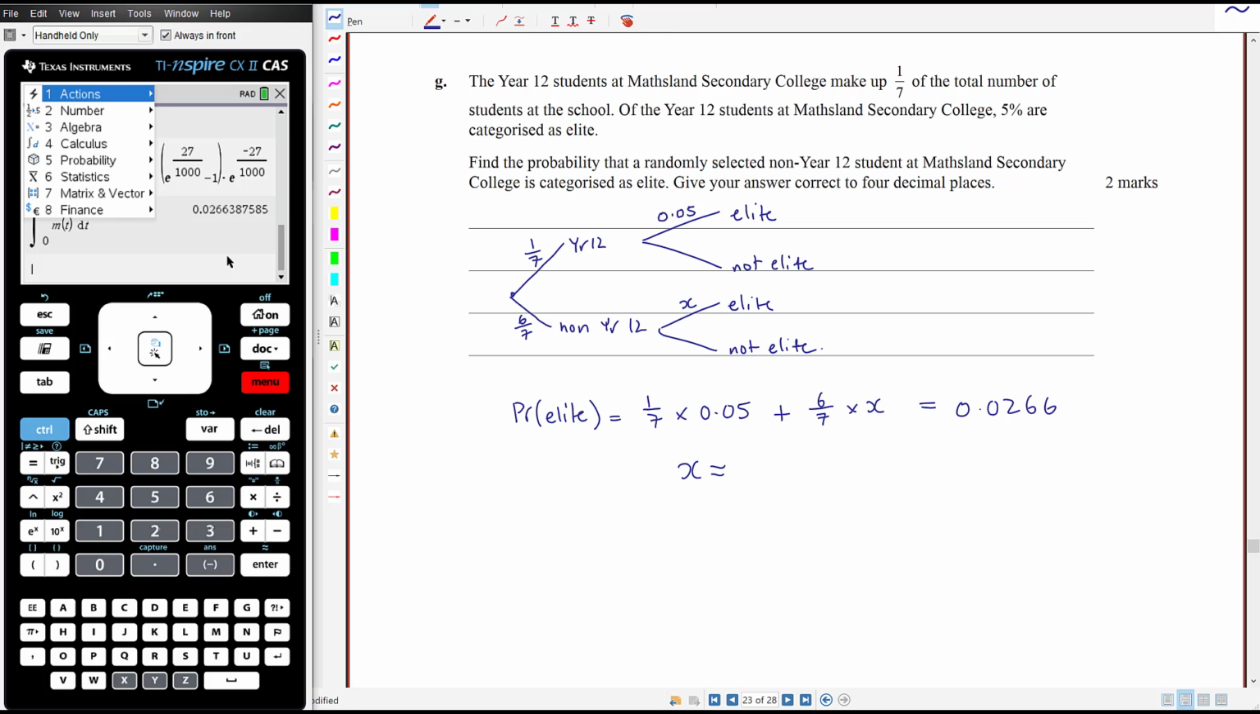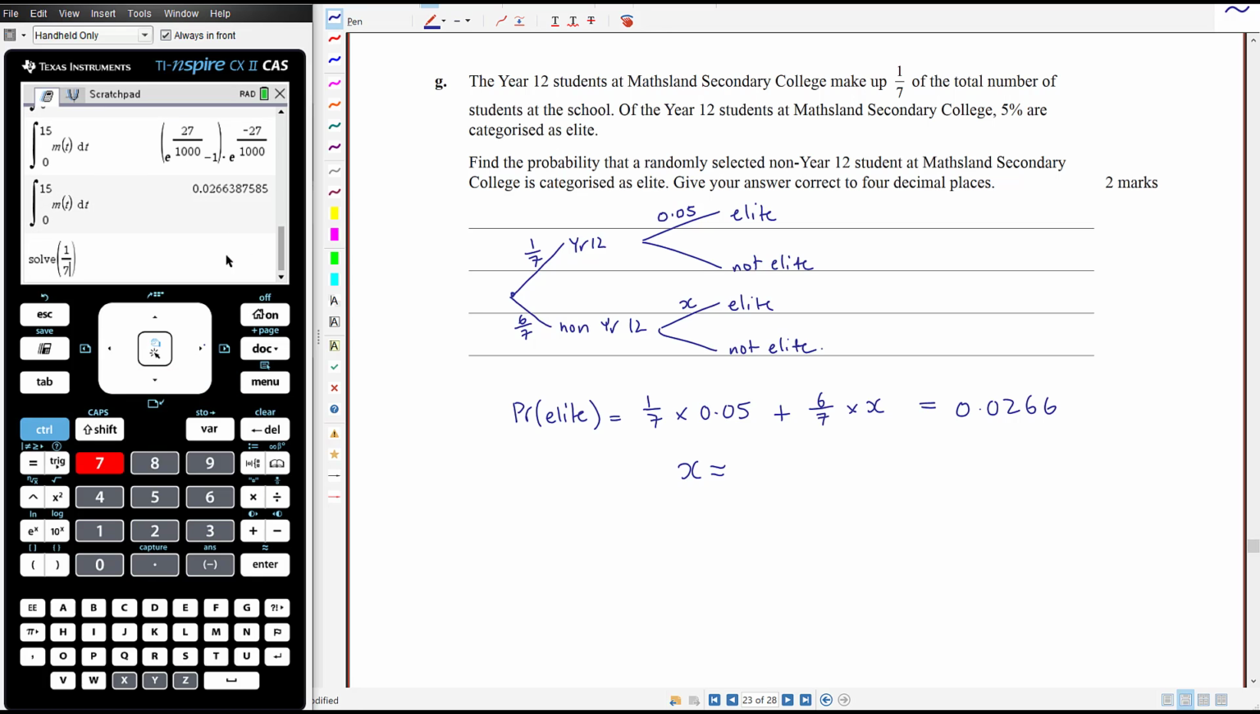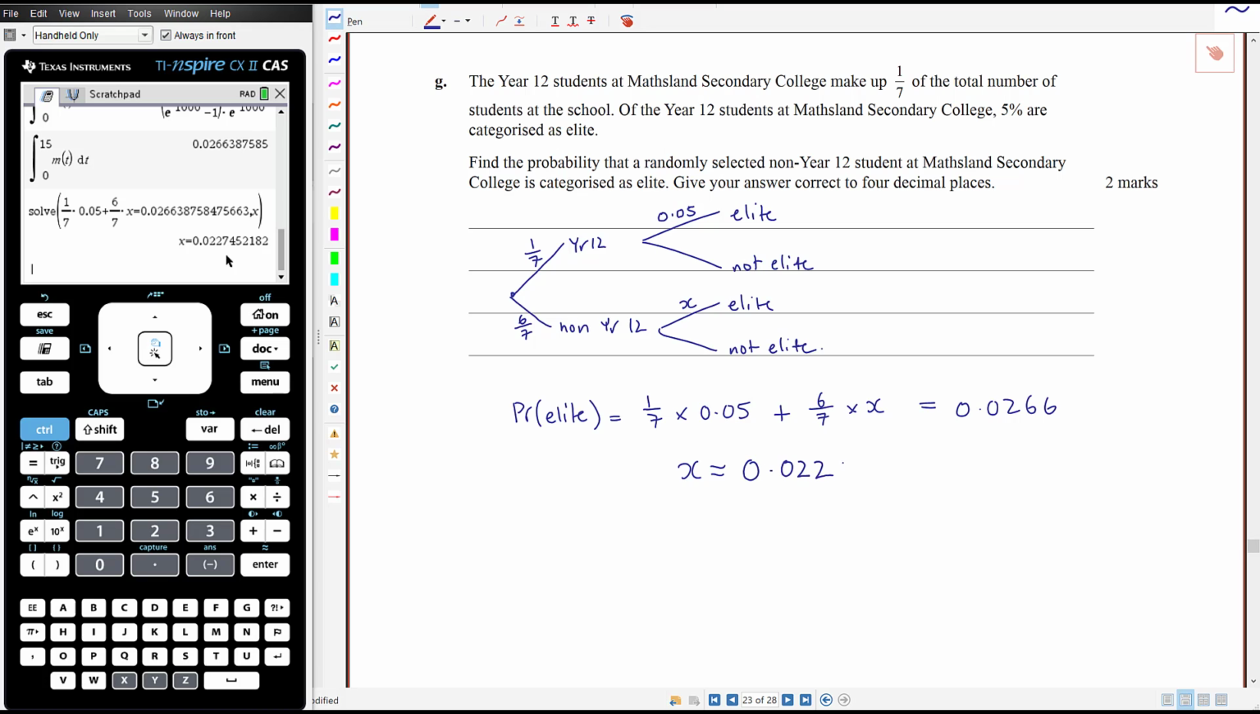So menu 3.1, we want to solve 1/7 times 0.05 plus 6/7 times X has to be equal to this probability we found in the previous question. We want to solve that for X, and that tells us that X needs to be approximately 0.0227.